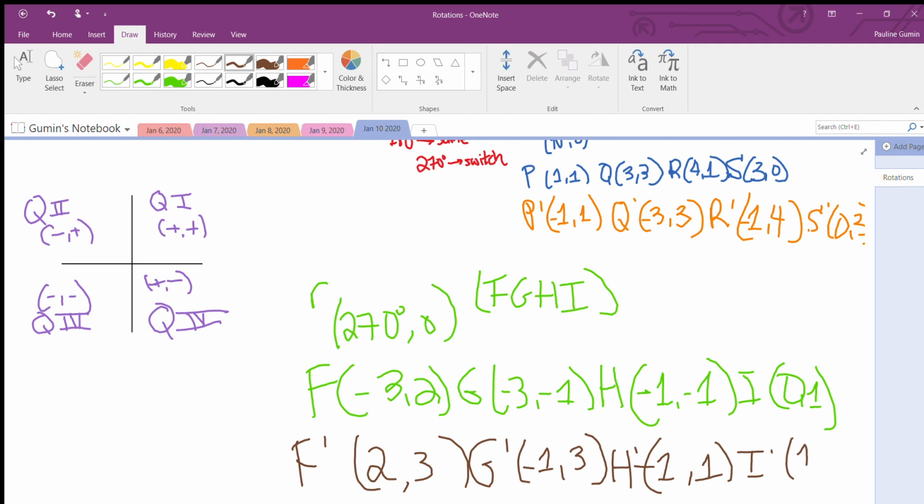Once again, we switch the numbers because it's 270 degrees. 0, 1 is right here in between first and second quadrant. Let's move 270 degrees. 1, 2, 3. We end up on this line where both x's and y's are positive. Well, y is 0, but x is positive. So I is 1, 0.